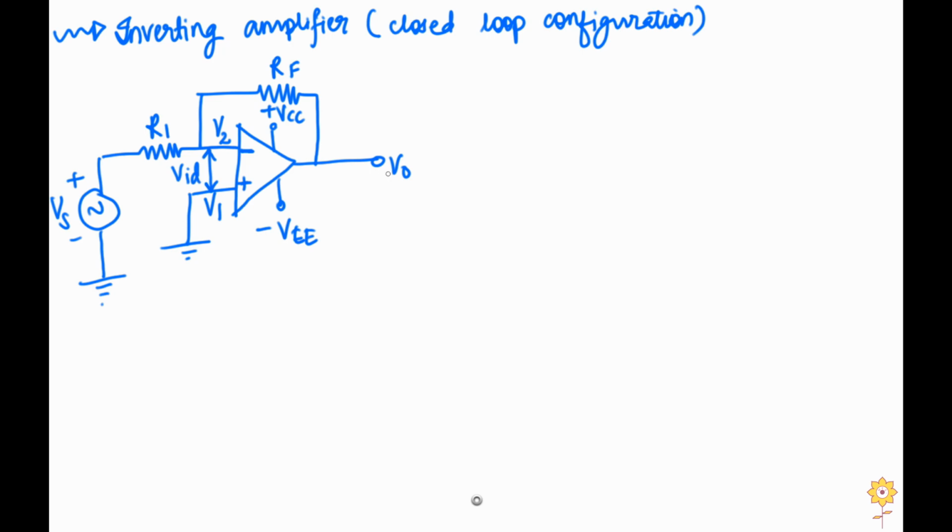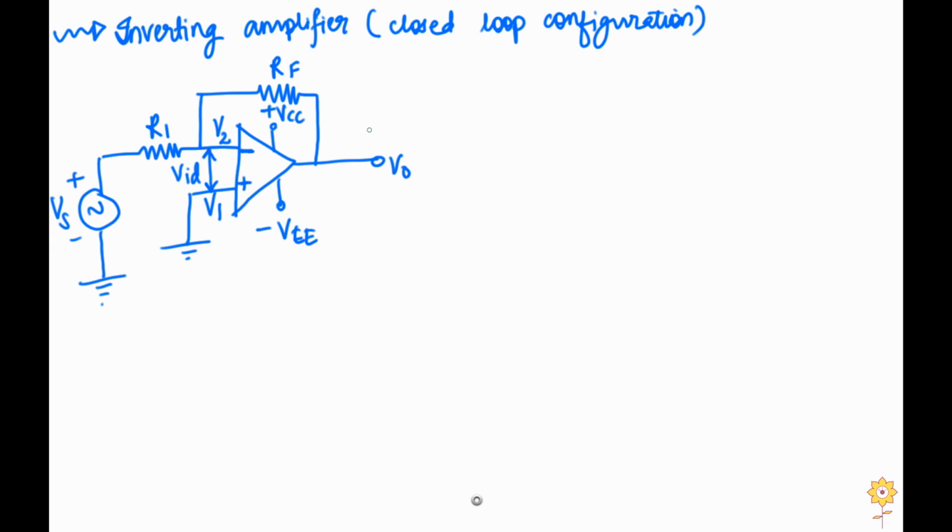Now why are we calling this an inverting amplifier? Because we can see that the supply source Vs is connected to the inverting terminal, which is V2, and you can see the negative sign over here. So since it is connected to the negative or inverting terminal of the Opamp, it is called an inverting amplifier. And why is it called a closed loop configuration? Because we can see that the output is connected to the input side through a resistor RF. This is nothing but a feedback path which exists between the output and input. So since feedback is present, this is called closed loop configuration.